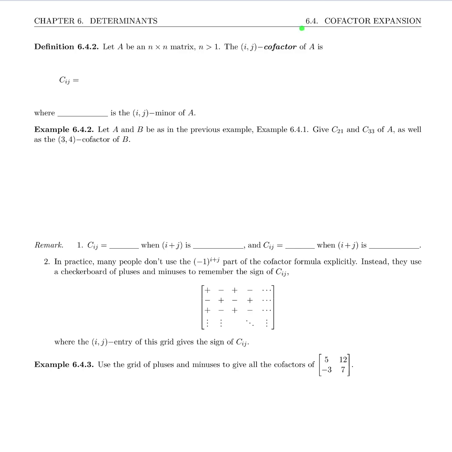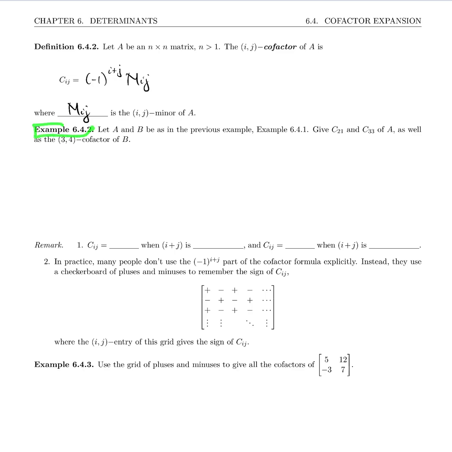Welcome back to section 6.4 on cofactor expansion. In the previous video we talked about minors, and in this video we're going to be talking about cofactors. Definition 6.4.2: let A be an n by n matrix, n greater than 1. Then the ij cofactor of A is Cij, and it is (-1)^(i+j) times Mij, where Mij is the ij minor of A that we talked about in the previous video.